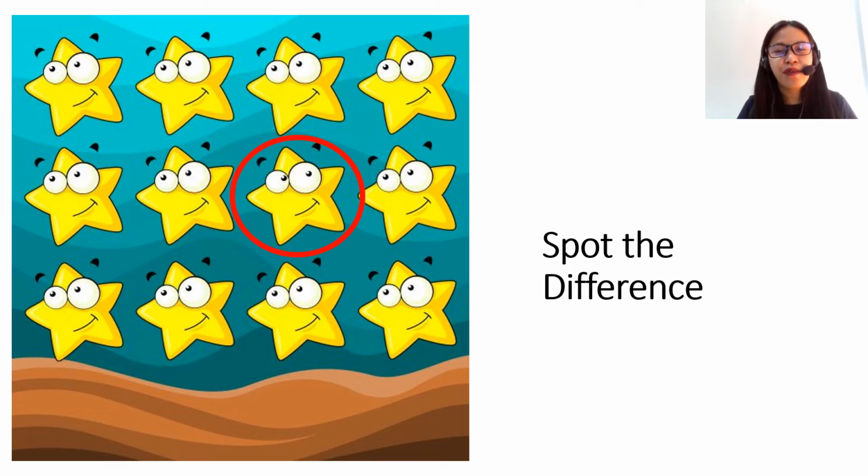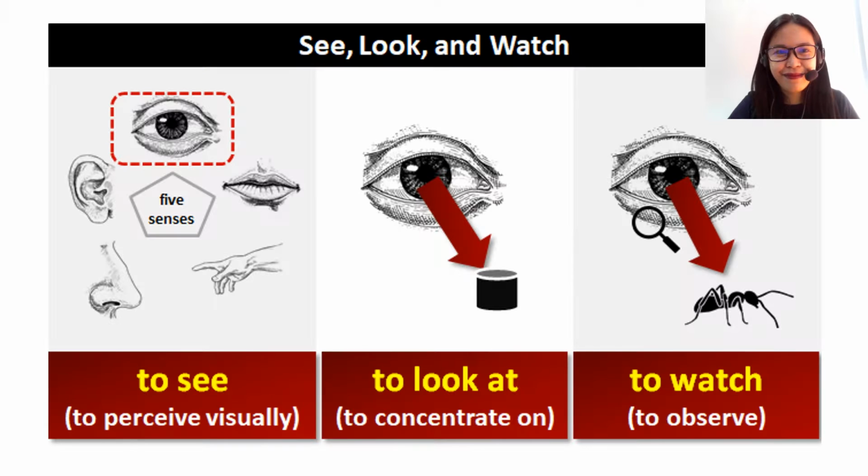If you have answered row 2, column number 3, then you are on the spot. What have you observed on this activity? In an online class, aside from your hearing, your eyes are really working hard to catch up with the lesson. The spot the difference activity teaches us whether we are able to perceive visually what is going on. To see the picture posted in the presentation means you are perceiving.